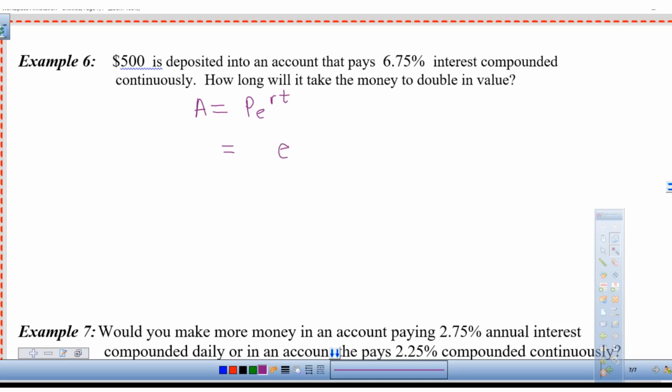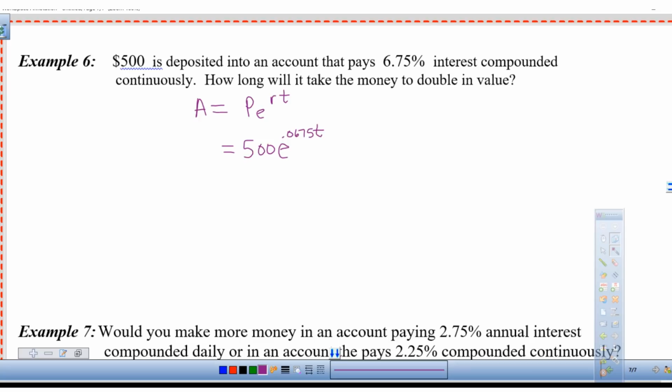So look, my e is obviously going to be an e. That's a number, right? 2.7. They're asking how long, so I know my t is going to be a t. So I have to find my r and my P and my A, and then I have to solve it. $500 is what I put in. That's my principal. 6.75% is my r, but I have to move the decimal, so it's 0.0675.